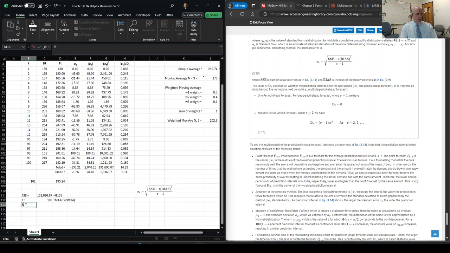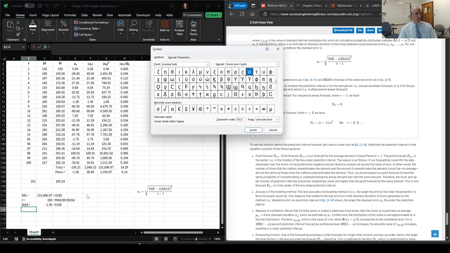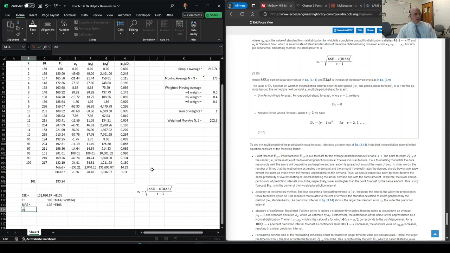What is our bias? We've also calculated this already as well. Our bias is going to be the negative 1.36. That is our bias. And the last thing we need is the actual answer. So let's see if we can find our sigma of the error. And I'm going to do a little subscript here just to make sure we can see what's going on.